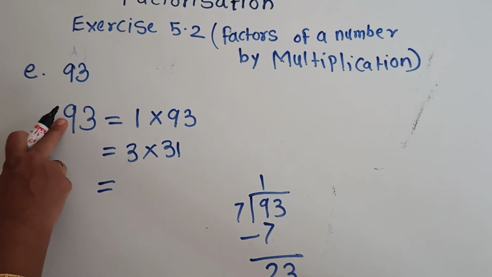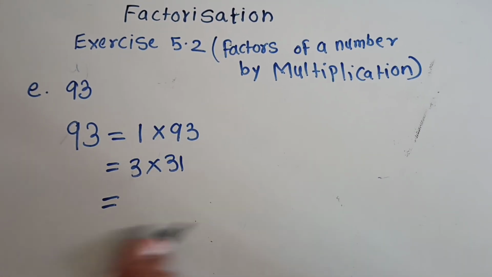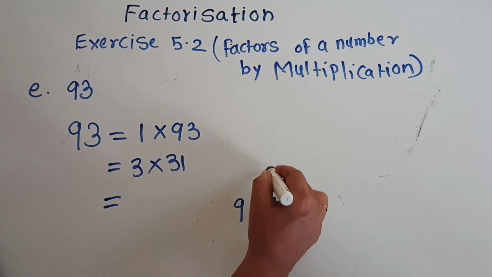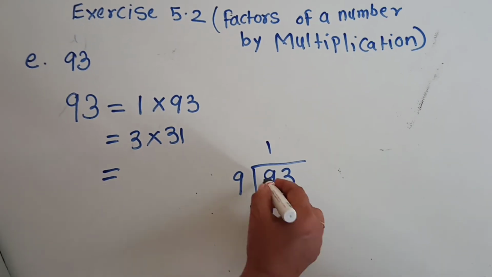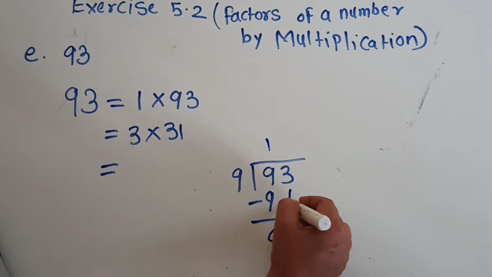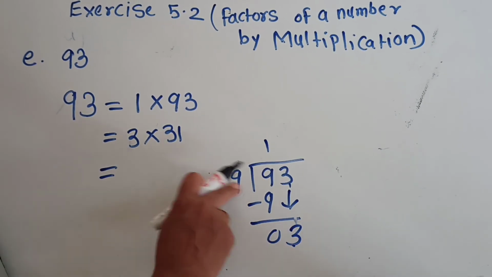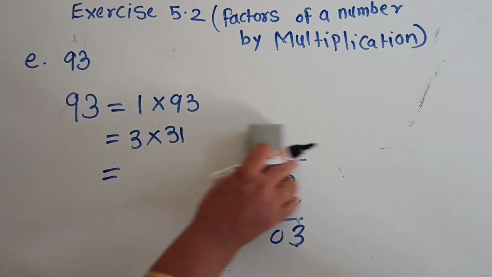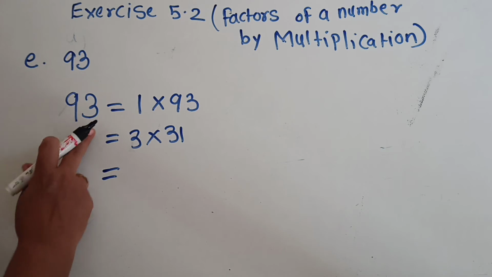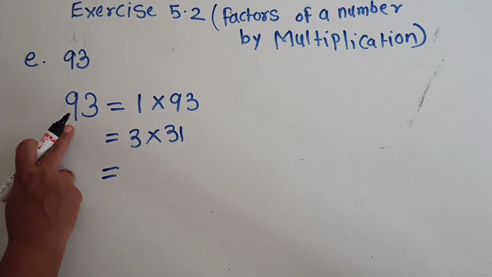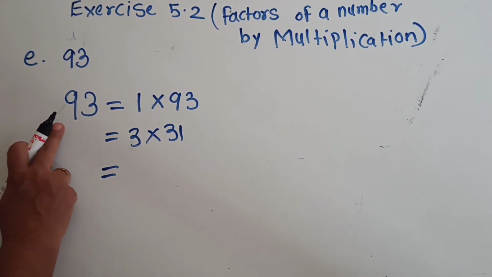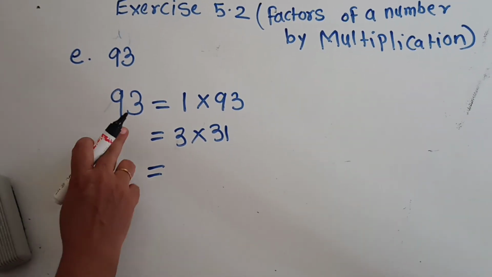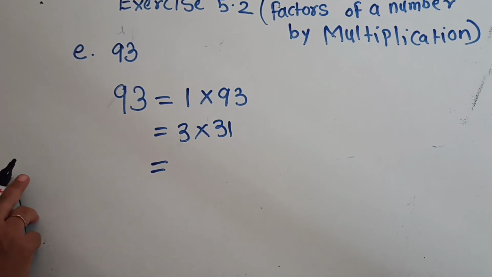9 ones are 9, but 3 is remaining. Okay, look here. 93 divided by 9, and there is 9 ones are 9. 9 minus 9, 0. If we take these 3, we cannot divide 3 by 9. So 9 is also not a factor of 93. Then 10, no. 11 9s are 99, or 11 8s are 88. So 11 also not. Then 12, no.